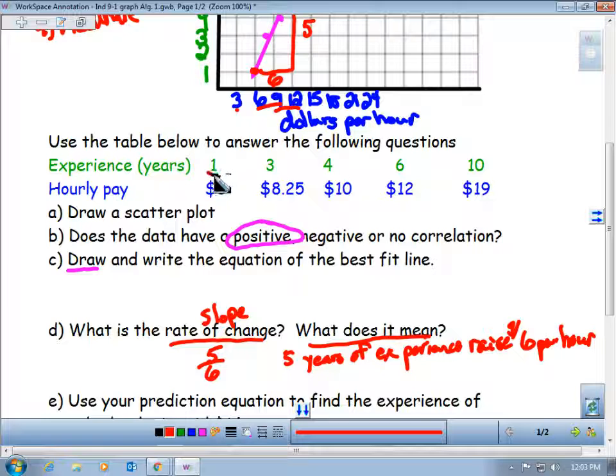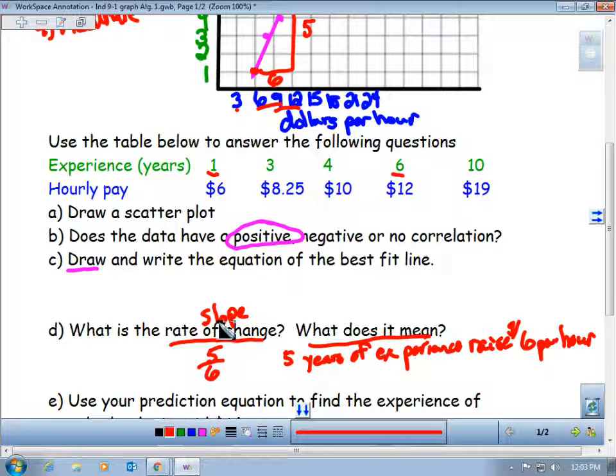And you can see that here from 1 to 6. Instead of making $6 an hour, you make 12. From 4 to 10, that's 6 years. So it'll be a little bit more than $6. It is. It's 10 to 19. It's $9 an hour. So there's what the rate of change is.